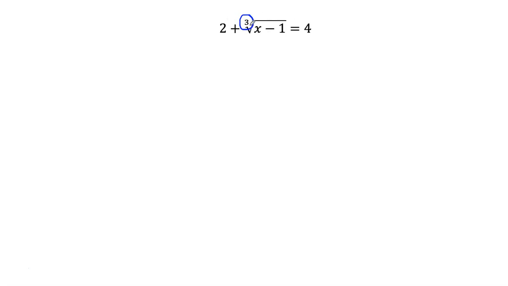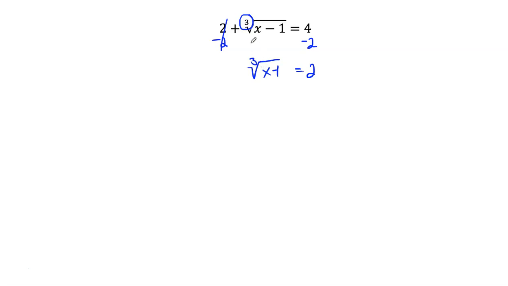Okay, so as we're solving this radical equation, we start with the same steps, and that's we want the radical all alone by itself. So the problem here is this 2 on the front that's added. It's a positive 2, so if I subtract 2, that will get rid of it, but I have to do the same on the other side. So I have the cube root of x minus 1 is equal to 2.